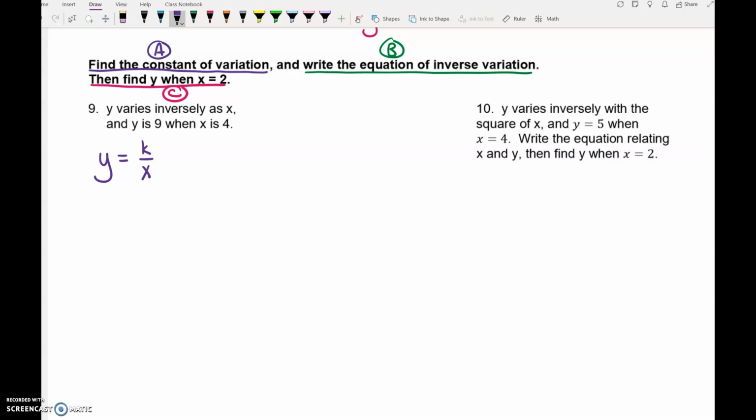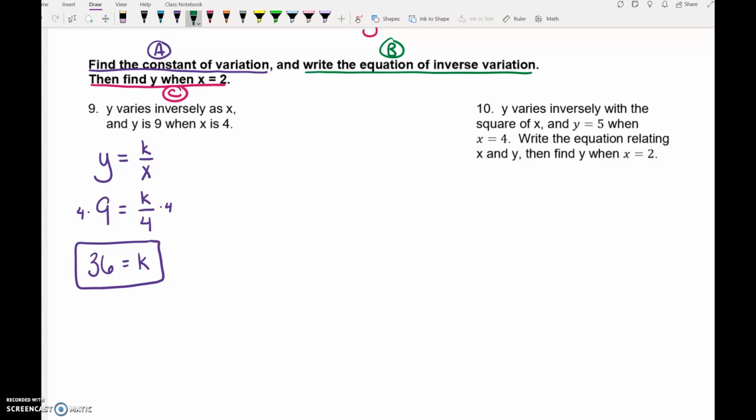It's telling us that y is 9 when x is 4. So I'm putting 9 in place of my y. I'm putting 4 in place of my x. Now I can figure out what k is. How do I undo divided by 4? Times 4. And 4 times 9 is 36. So part A, find the constant of variation. The constant of variation is 36.